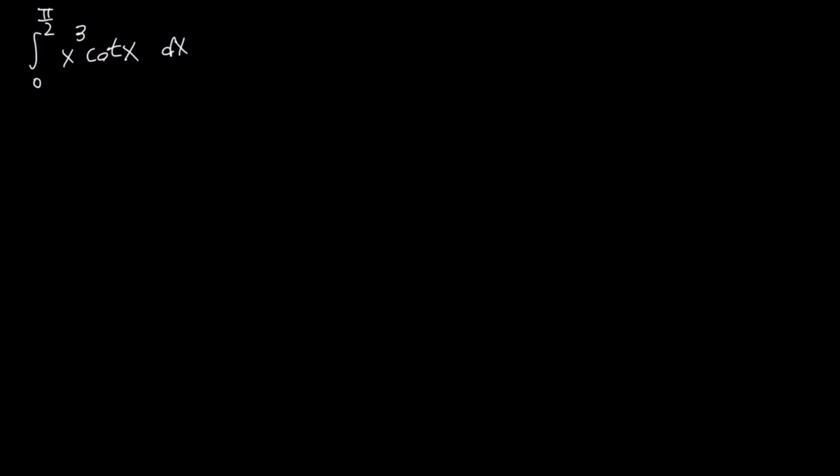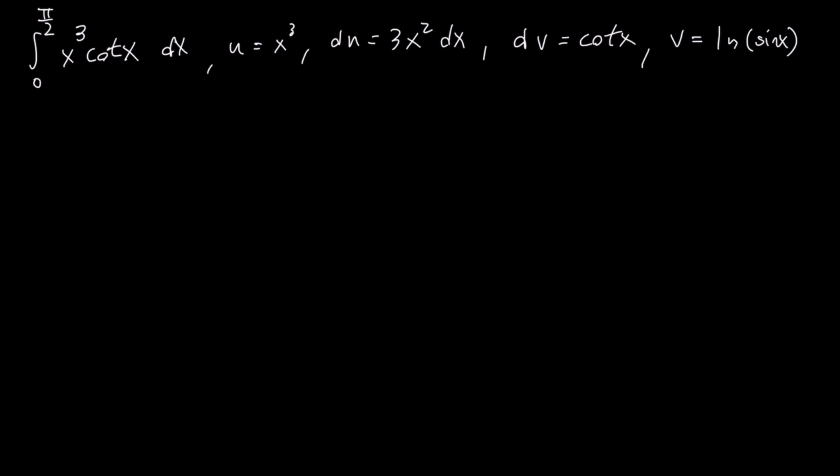Today we'll be doing the integral from 0 to pi over 2 of x cubed times the cotangent of x dx. And to start off, we'll use integration by parts. So we're going to let u equal x cubed, which means that du equals 3x squared dx, and that dv equals the cotangent of x, which means that v equals the integral of the cotangent, which is the natural log of the sine of x.